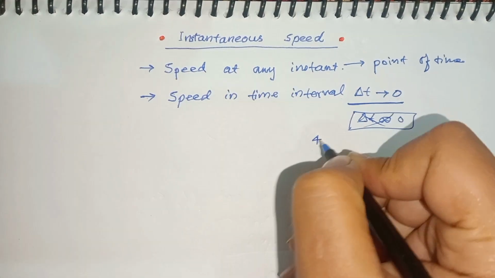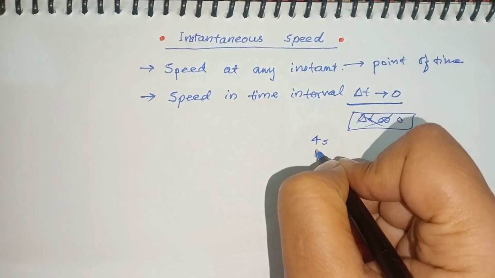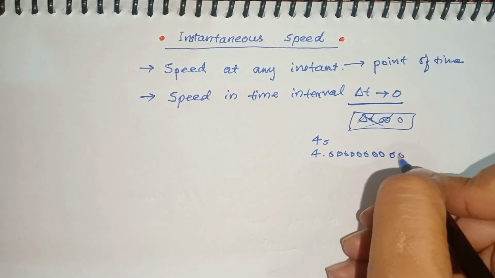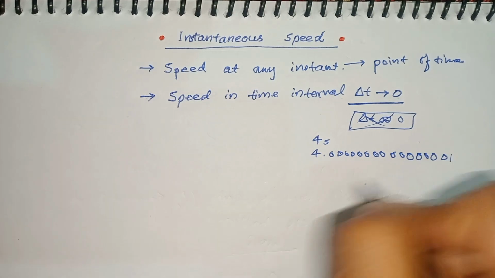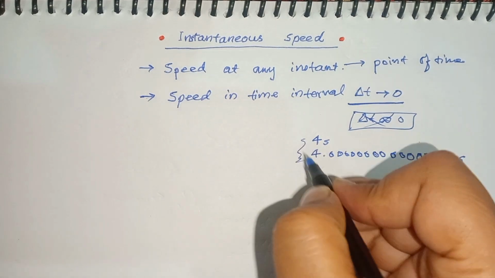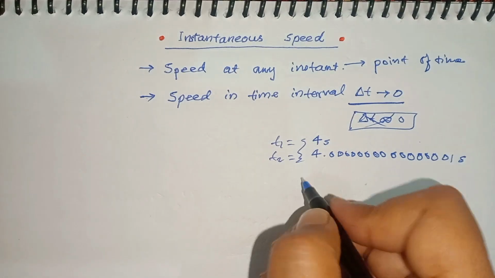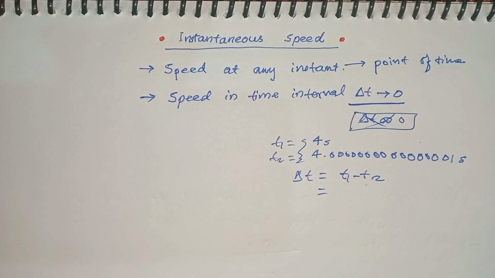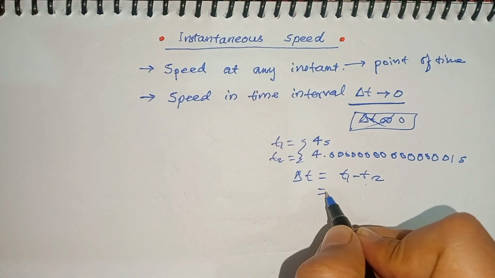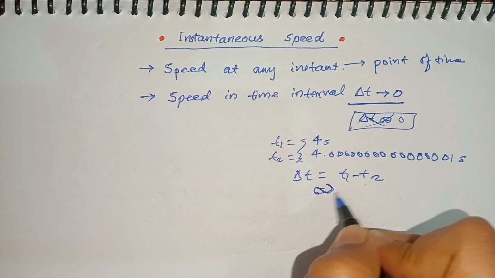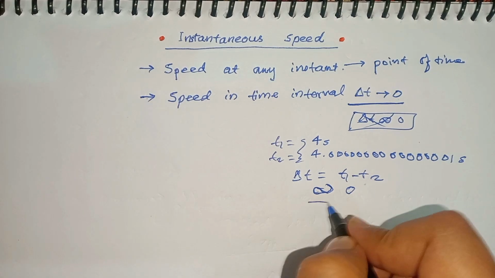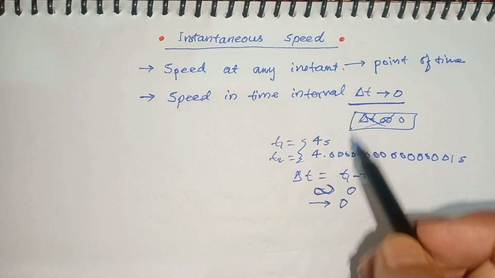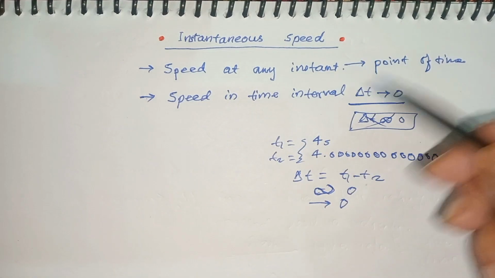Suppose one time is 4 seconds, and another point of time is 4.0000, so many zeros, and after so many zeros, 1 second. For these two times t1 and t2, when delta t is calculated as t1 minus t2, it is nearly equal to 0. So we can say it is tending towards 0. When there is such a little difference, the speed over such a little difference is called instantaneous speed.